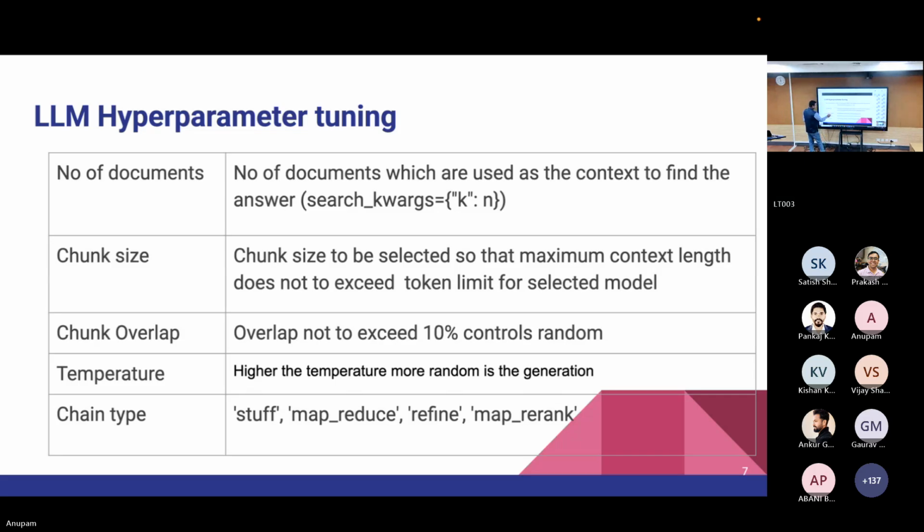Yeah. Now the next thing is what is the chunk overlap? So in terms of the chunks, suppose you have this sentence, sentence 1, and then there is sentence 2 which is starting here. And then you have sentence 3 which is starting here.